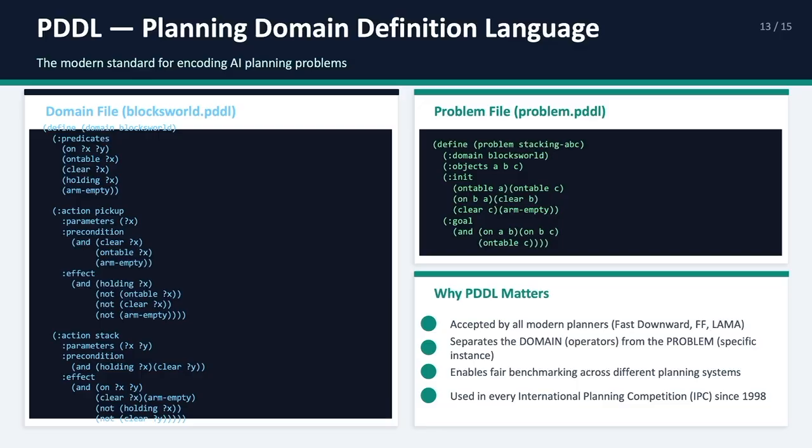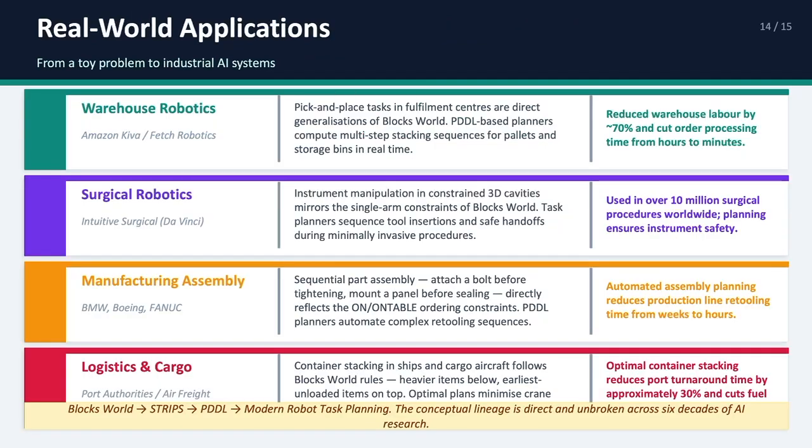PDDL is used in modern AI systems and competitions because it helps different systems solve the same problem and compare their performances. Now we get to the real world application, like how this is used in real life. Even though block world looks simple, its ideas are used in many real systems. In warehouse robotics, robots pick and place items in a correct order.